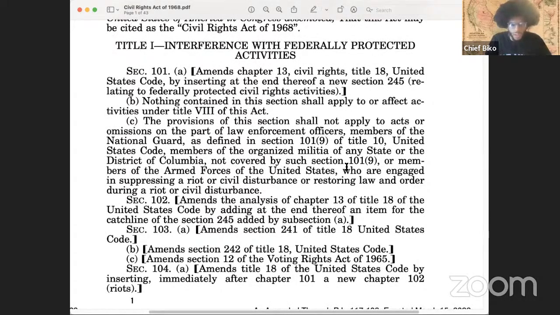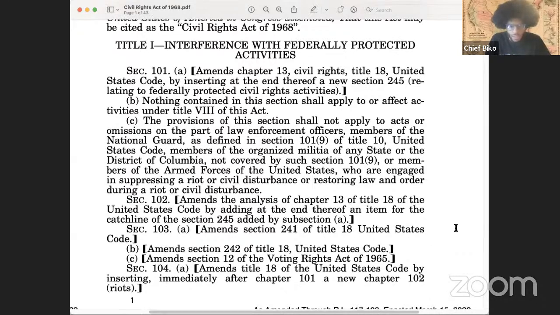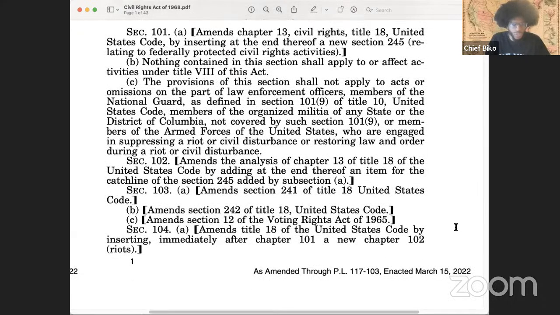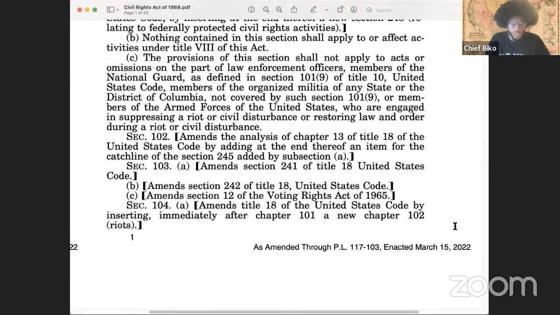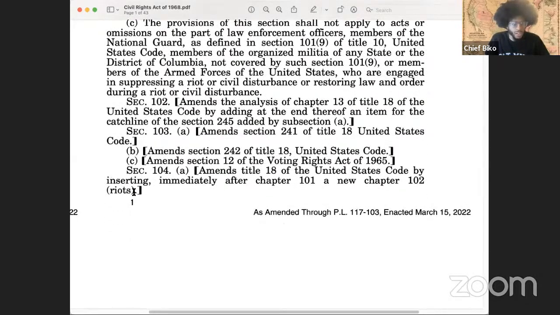Section 102 amends the analysis of Chapter 13 of Title 18 of the United States Code by adding at the end thereof an item for the catch line of Section 245 added by Section 101(a). Section 103 amends Section 241 of Title 18 United States Code. B amends 242 of Title 18 United States Code. And C amends Section 12 of the Voting Rights Act of 1965. Section 104 amends Title 18 of the United States Code by inserting immediately after Chapter 101 a new Chapter 102, which is basically going to talk about riots, it looks like here.